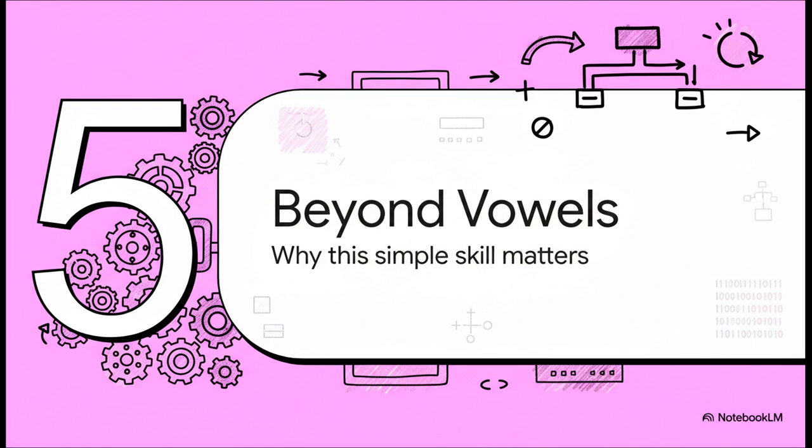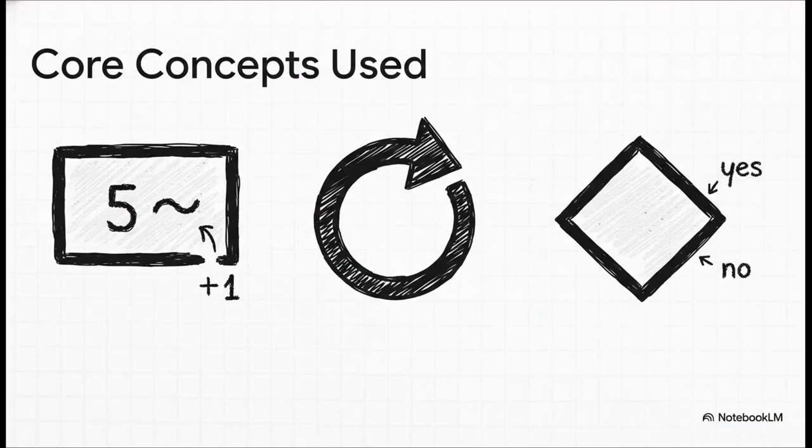But here's the thing. This was never really about the vowels. It was about learning the secret language of computers. You see, with this one tiny task, we've just used 3 of the most powerful ideas in all of programming. We used variables for memory, loops for repetition, and conditionals for making decisions. Honestly, that's the whole game right there. Those are the building blocks for just about everything a computer does.